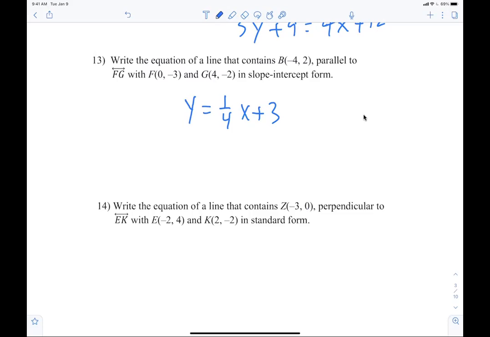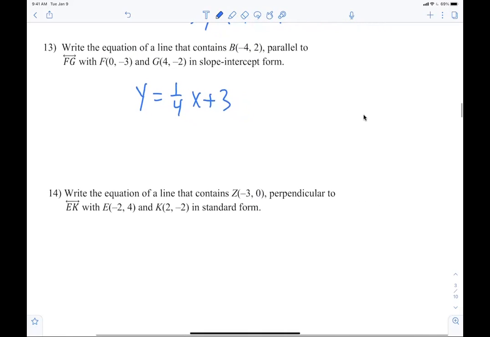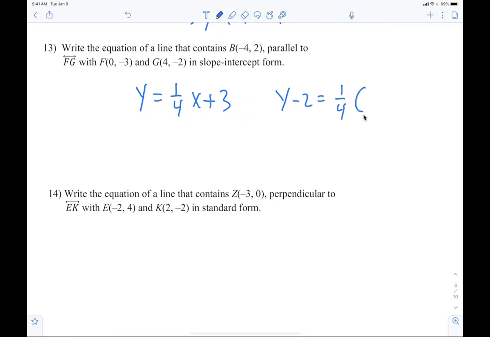Is that wrong? I got 1/4 x plus 2. What did you get? Plus 2, James. So we agree that the slope is 1/4, right? So then it'd just be y minus 2 equals 1/4 times x plus 4, like this, right? Is that correct?